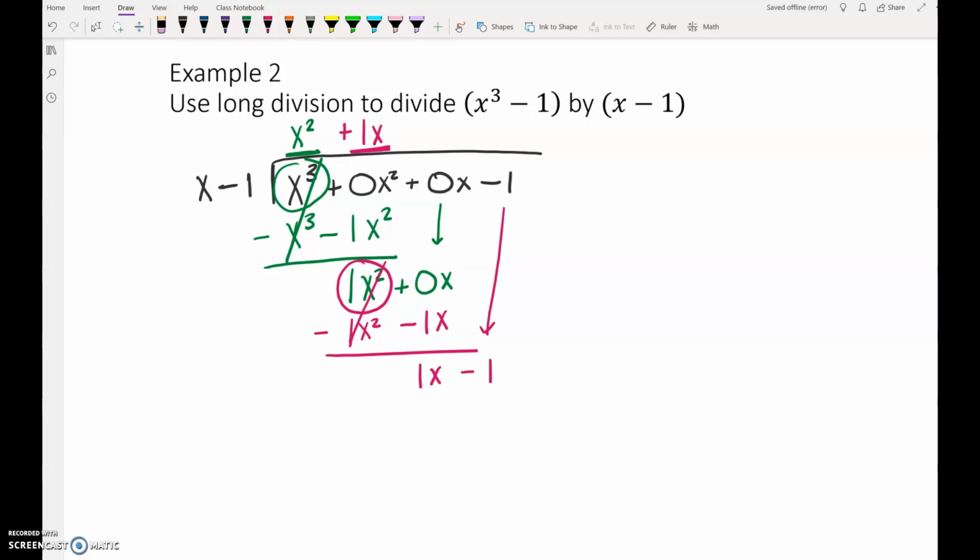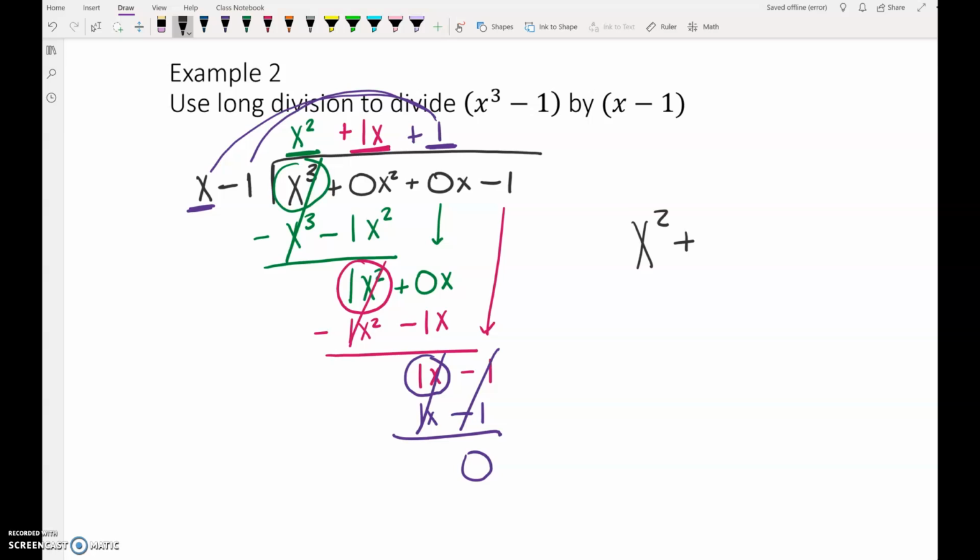Okay, round 3, we are looking for x times what will give us 1x. Oh, 1. A lot of 1s in this problem. 1 times x is 1x. 1 times negative 1 is negative 1. When we subtract, they both cancel, and again, our remainder is 0. So our final answer is the stuff up at the top, x squared plus 1x plus 1.